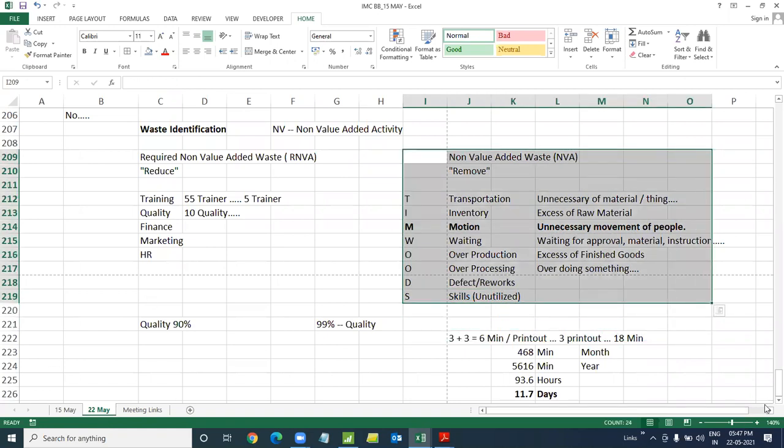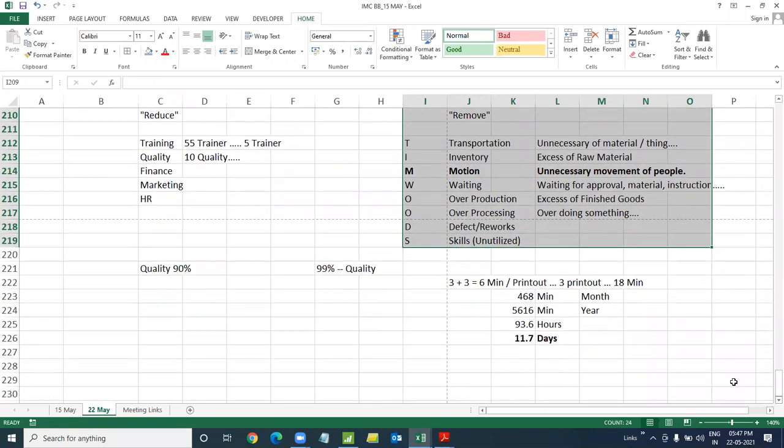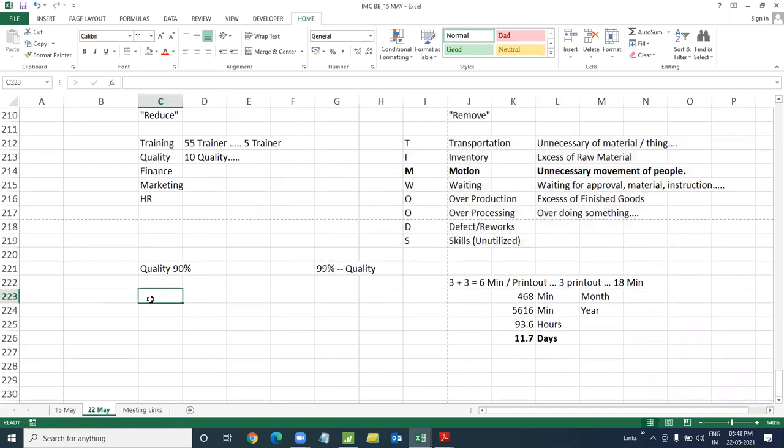If I talk about Toyota, the leader in terms of lean, Toyota says we have only 5% of value added work. This is what Toyota says. There's about 25% of required non-value added work. And the remaining, what we're left with, is 70% that is purely non-value added.